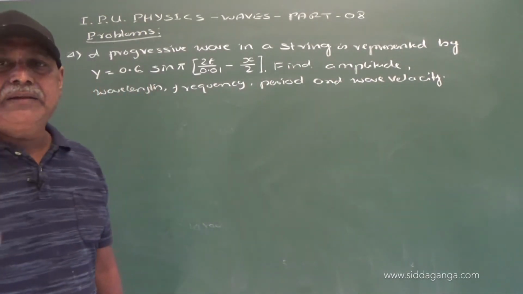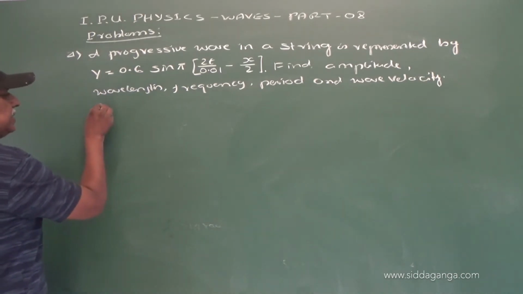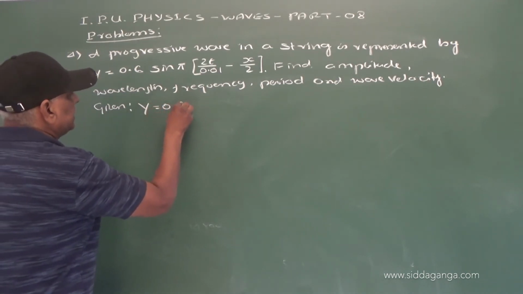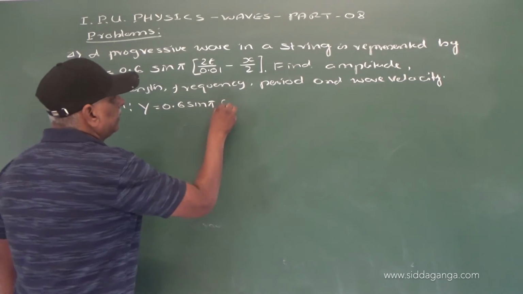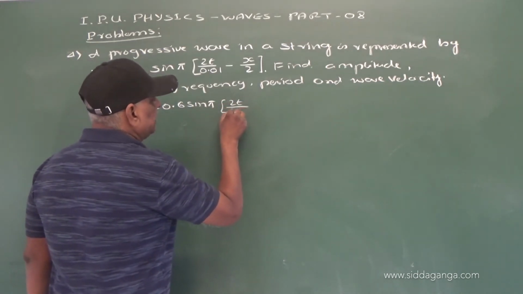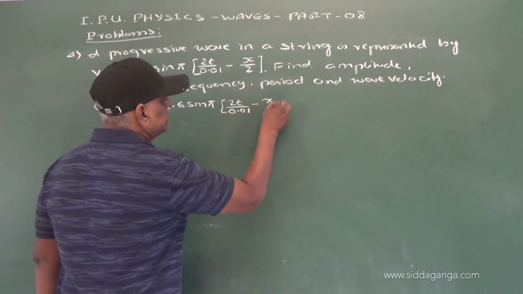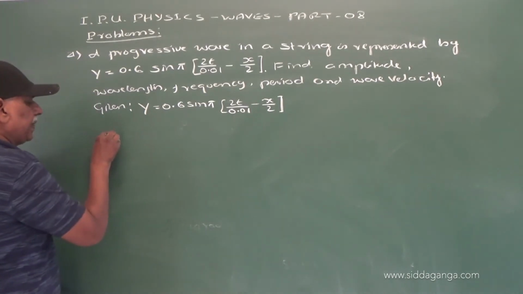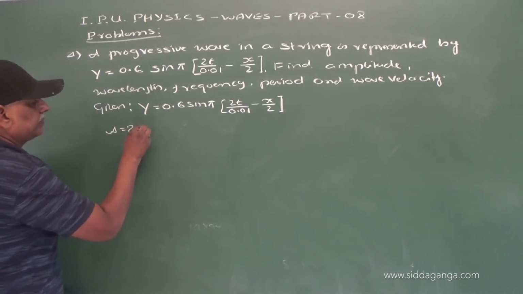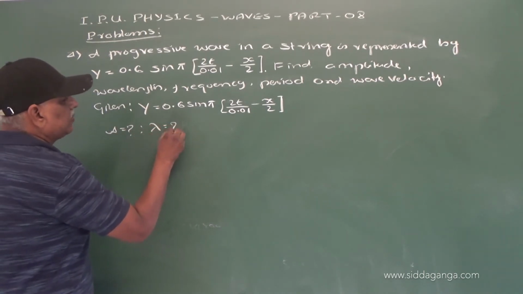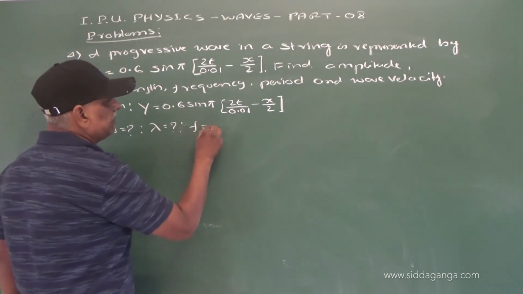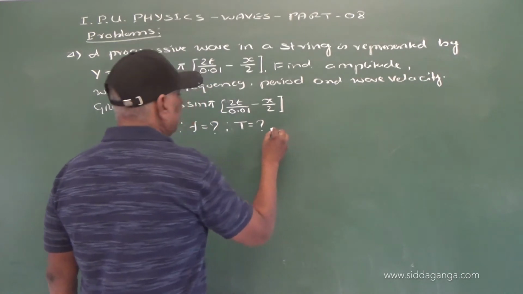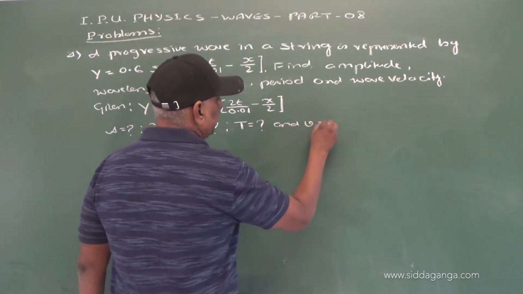Right. Again we see, given equation y is equal to 0.6 sin pi into 2t by 0.01 minus x by 2. This is the given equation. As usual, we need to find amplitude A is equal to what? Wavelength lambda is equal to what? Frequency f is equal to what? Time period T is equal to what? And wave velocity v is equal to what?